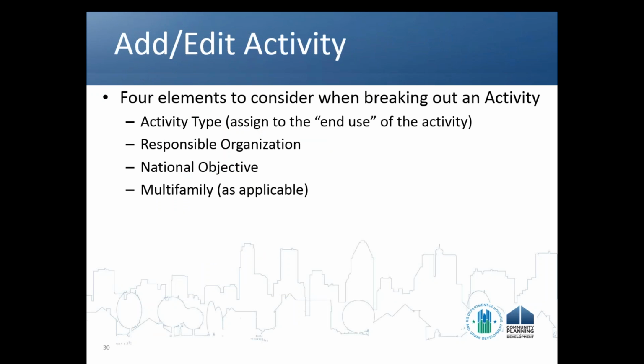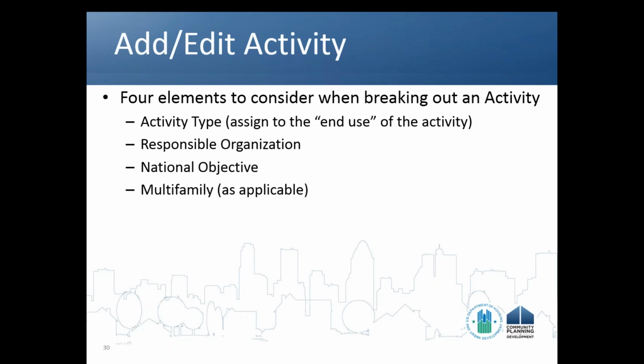Let me go into add. So there's actually four elements you need to think about when you're going to add an activity in DRGR. This is what makes it quite complex. So you're going to first have to figure out what activity type we're talking about for the activity. And that's really, what's the end use of this activity going to be? It could be rehabilitation of a property, for example.